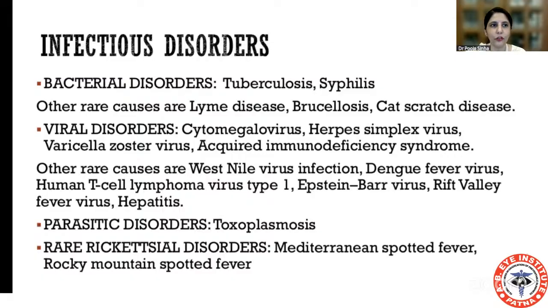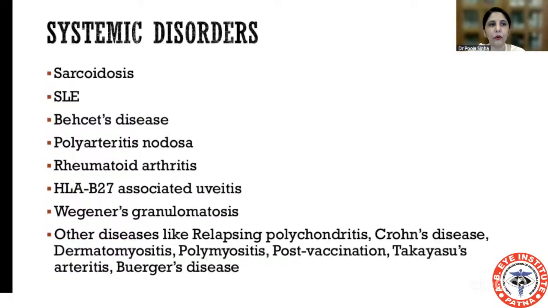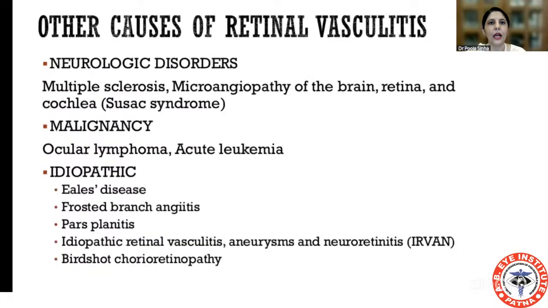So there is a whole list of infectious disorders, but I will be highlighting just a few. The bacterial disorders could be tuberculosis, syphilis; viral disorders, cytomegalovirus, herpes simplex, herpes zoster, the HIV syndrome; parasitic disorders, and rare rickettsial disorders. Going on to the systemic disorders, there could be sarcoidosis, SLE, Behçet's disease, PAN, rheumatoid arthritis, etc. And the other causes of retinal vasculitis are neurological disorders, malignancy, or idiopathic, most commonly Eales disease.